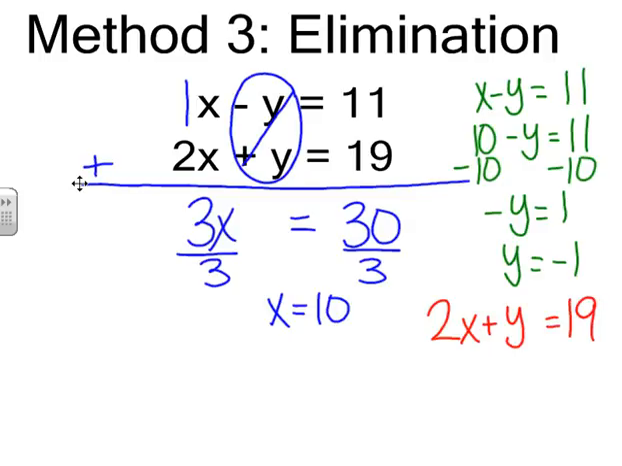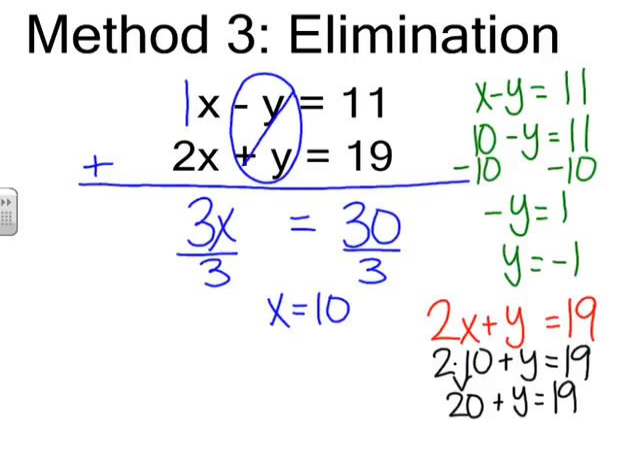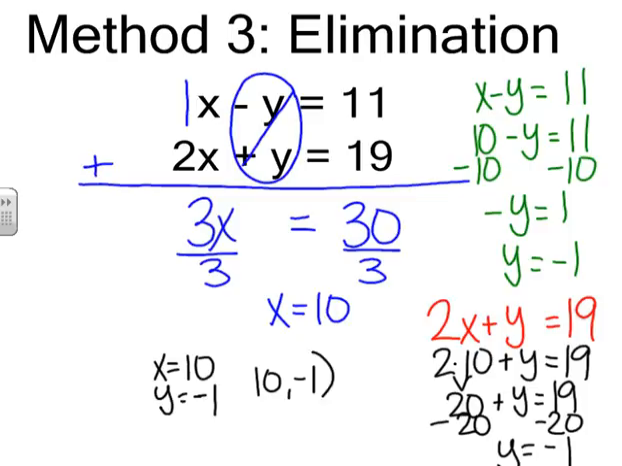Okay, substitute in 10 for x. So 20 plus y equals 19. And when you subtract 20, y equals negative 1. So we proved that it works in both equations. So our final solution, x equals 10, y equals negative 1. Okay, so that's just another method in case graphing or substitution aren't easily done using the format that the equations are in.